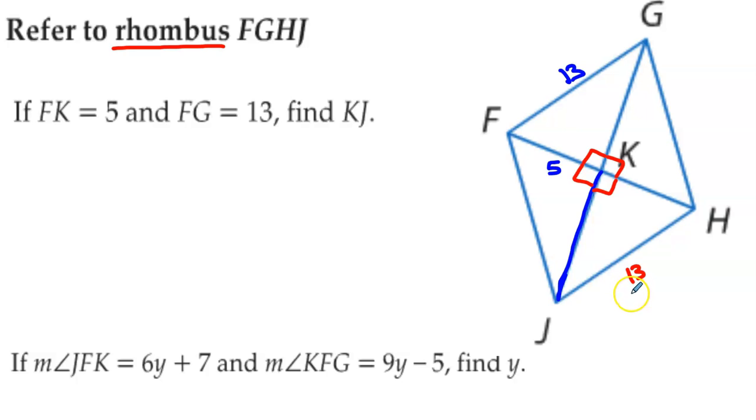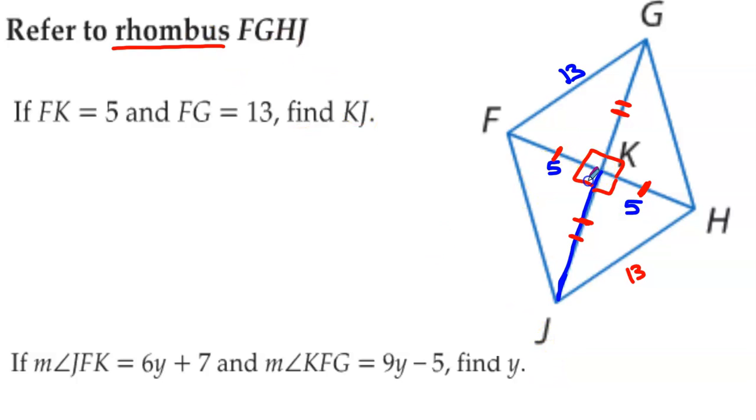What else do we know? We do know that the diagonals are perpendicular bisectors of each other. So that means that these two segments are congruent and these two segments are congruent. Okay, so we're trying to find KJ. Well, if we could label some more pieces, we would be able to do that with the Pythagorean theorem. So check it out. We know that this is 5, so that means that this is also 5.